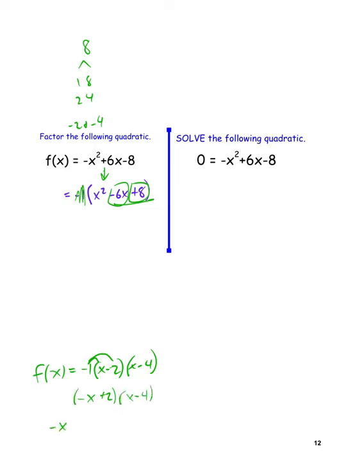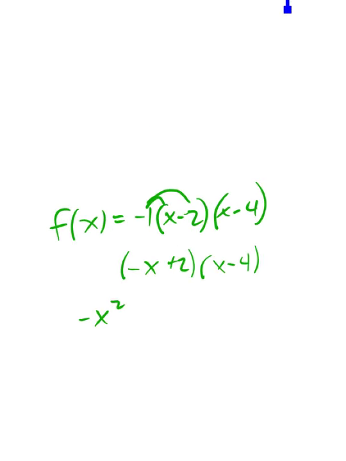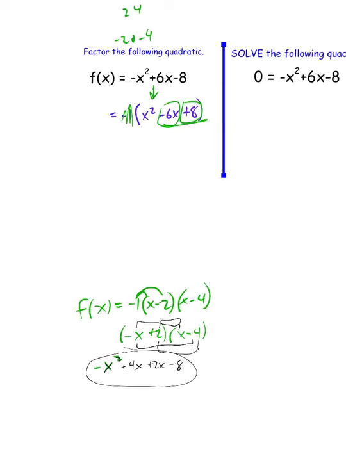And if I were to FOIL from there, I have negative x squared. Here I'll use a different color as well. So there's a negative x squared. Outside would be negative x times negative 4, so that's plus 4x. Inside would be plus 2x. And last would be minus 8. And now if I were to combine those middle terms, you can see that the middle terms end up being plus 6x, which is what we have there.